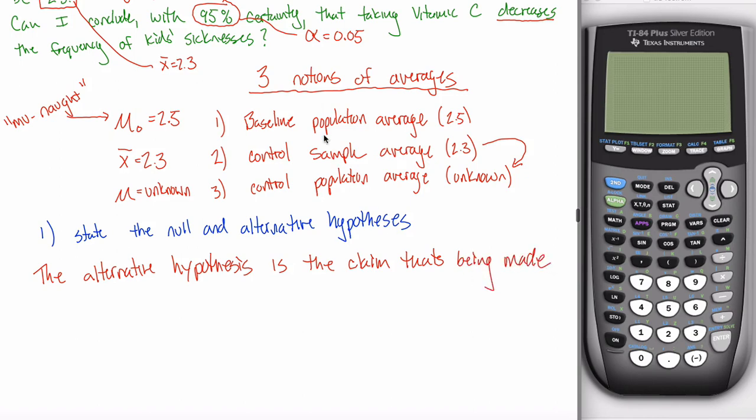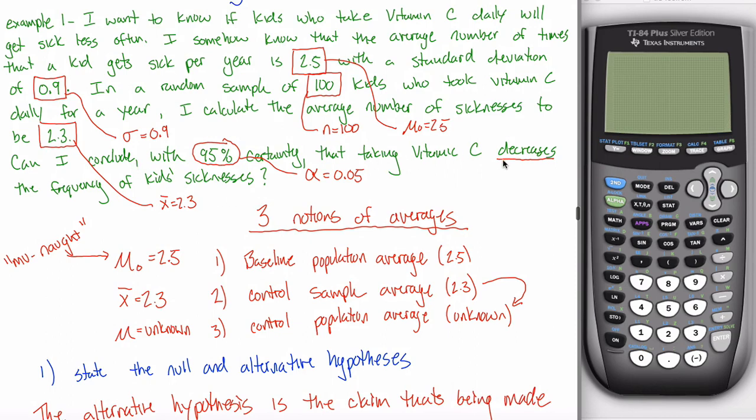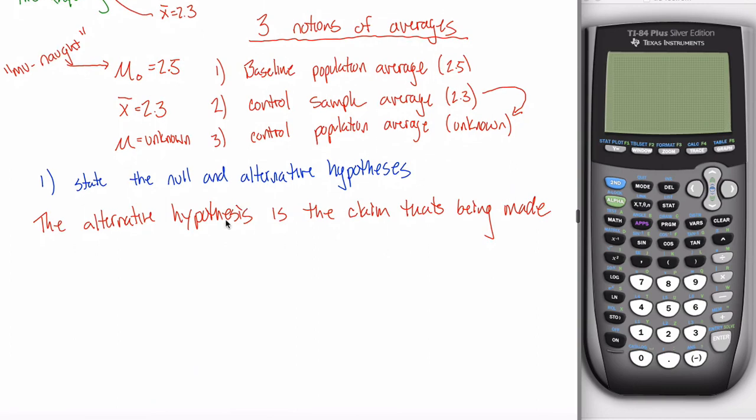All right, so in each one of these hypothesis testing questions, there'll be some claim that's being made. In this case, the claim is that taking vitamin C decreases the frequency of kids' sicknesses. So in this case, maybe shorthand here, vitamin C decreases sicknesses for kids. The claim is always the alternative hypothesis. So it might be easier to start with the alternative hypothesis. The null hypothesis is a little bit harder to understand.